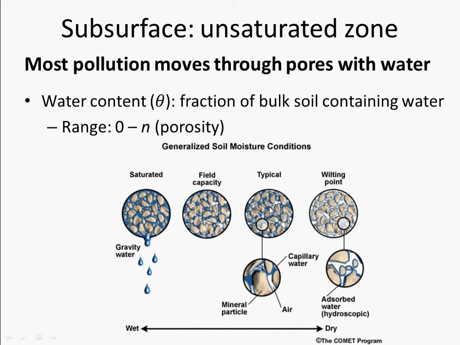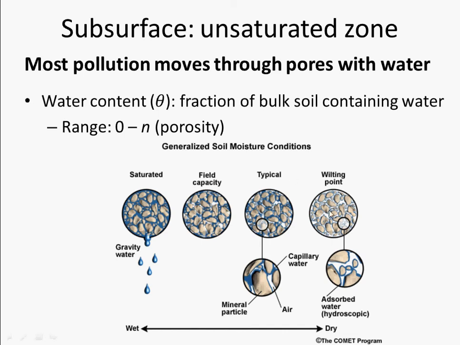And here you can just sort of see different water content. So this is saturated, all pores filled up. Field capacity is when water stops draining from the soil. So everything that's held there is sort of held there by capillary action, which we'll talk more about. Typically you're somewhere in between field capacity and wilting point.